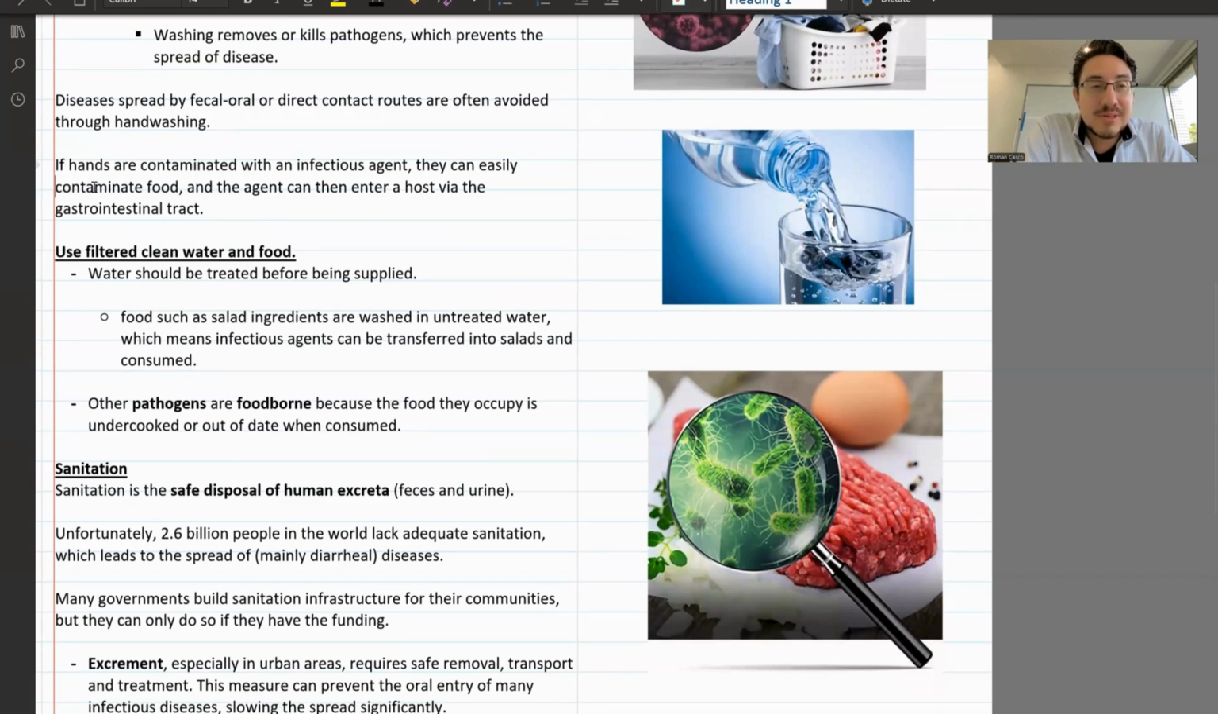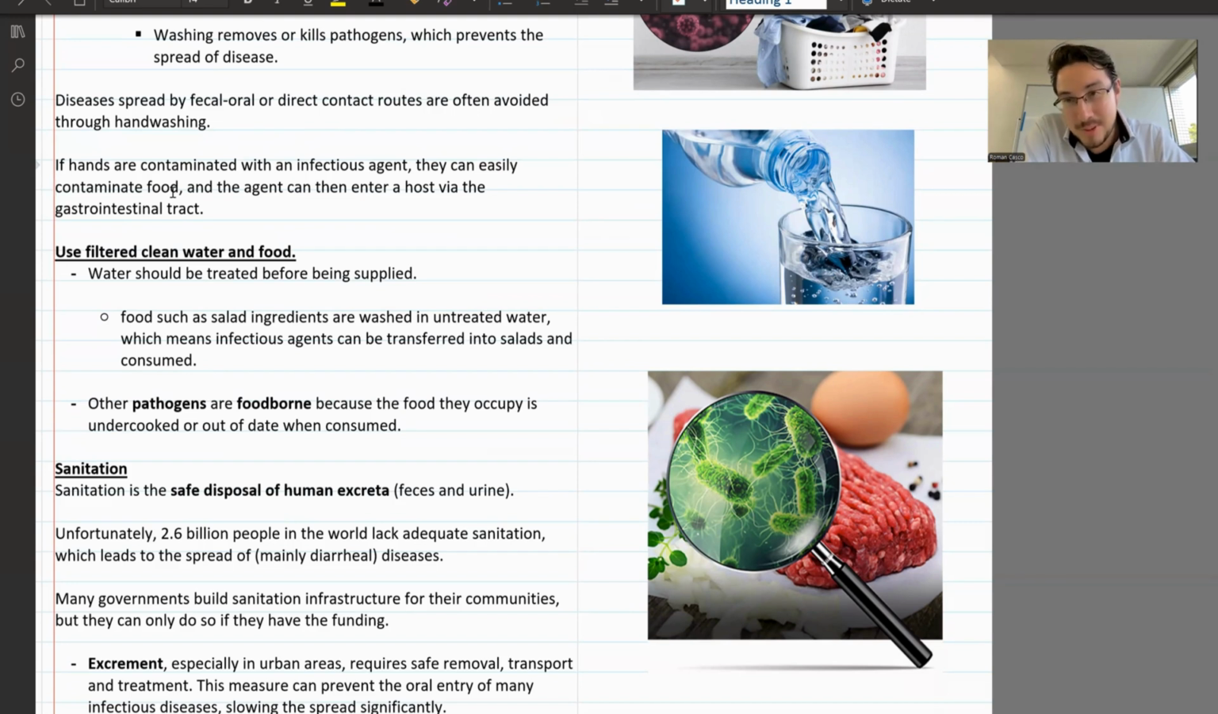Anytime you're exposed to an infectious agent, right? Maybe your hands are dirty and then you're cooking food, easily you can contaminate the food. Easily. And also if the food isn't cooked well, right? So you want to cook well, have clean hands, cook, and so forth.